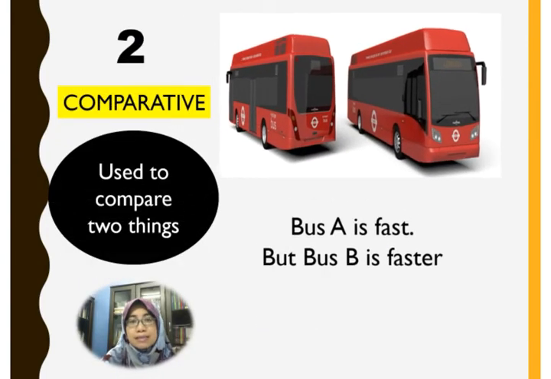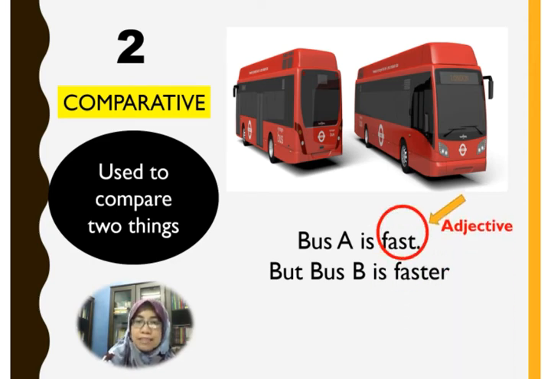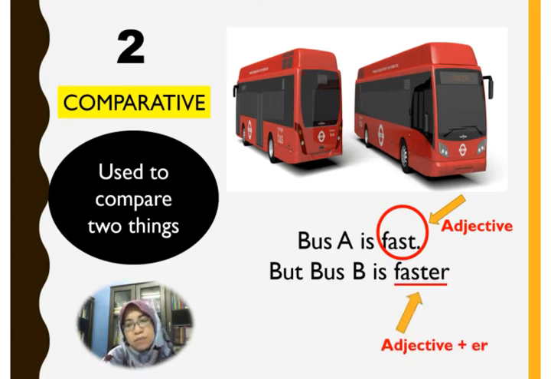So this is another example. You can see there are 2 buses. Ada 2 bus. Bus A is fast. Bus A laju. But bus B is faster. Bus B lebih laju. Fast is an adjective. But because you want to compare, bus B is faster, so we have to put er at the end of the word fast. Okay, remember, you have to add er.